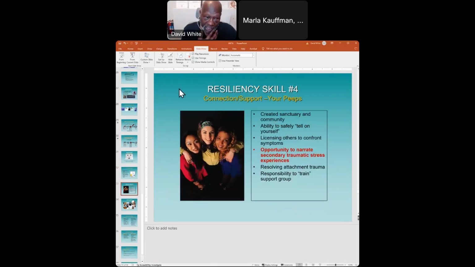Lastly, the last resilience skill is connection and support. You have to have your peeps around you. You create a sanctuary of community, ability to safely tell on yourself, licensing others to confront your symptoms. The opportunity to narrate secondary traumatic stress experiences is key. Resolving attachment trauma, responsibility to train your support group. So just because a person is part of your peeps, they don't necessarily know what support looks like for you. So you want to start to tell people, this is what's supportive for me when you notice X, Y, Z.